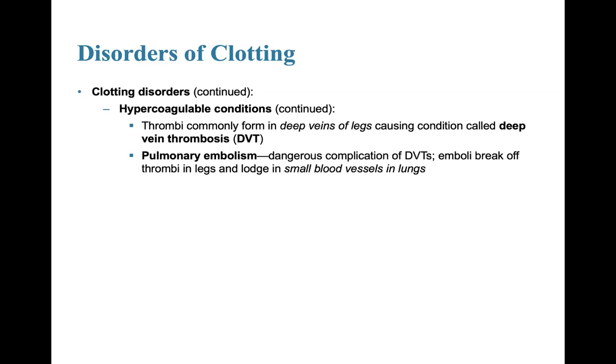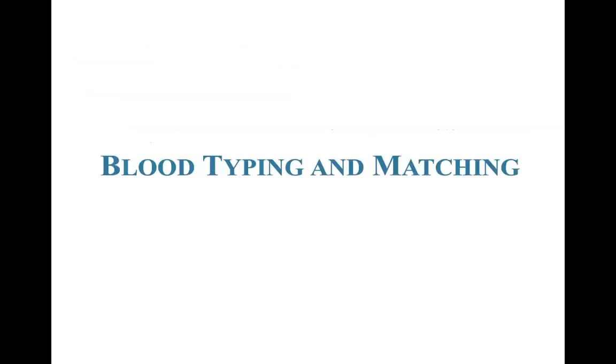A pulmonary embolism is a dangerous complication of DVTs because sometimes DVTs can break off, and the emboli will then travel from the legs and lodge in the small blood vessels of the lungs. And again, that can be a very fatal issue, especially if they're not able to break that clot up.